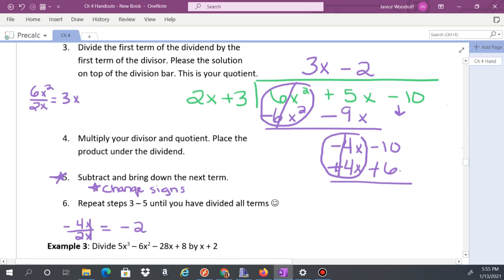And then I have negative 10 plus 6. That gives me a negative 4, and I have nothing to bring down. So this is my remainder. So then you write your answer the same way we did with synthetic division. So we have 3x minus 2, and then you would have plus a negative 4 over 2x plus 3.